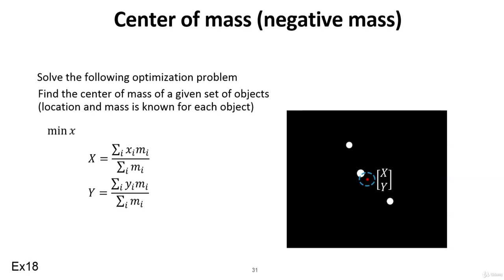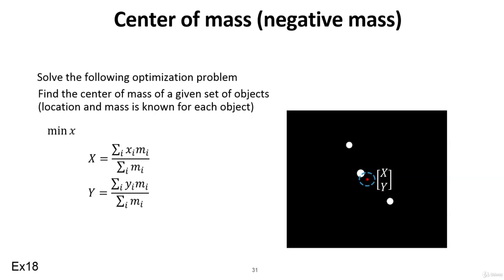Hi again. This lecture is referring to the problem of center of masses, but this time it's referring to negative mass. What does it mean? Suppose you have a plane surface and you do have some holes inside that surface, and you want to find out what is the center of mass of this new shape.